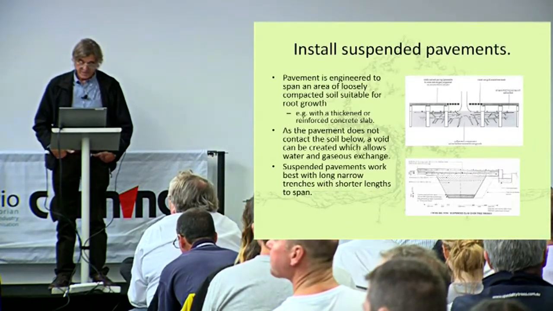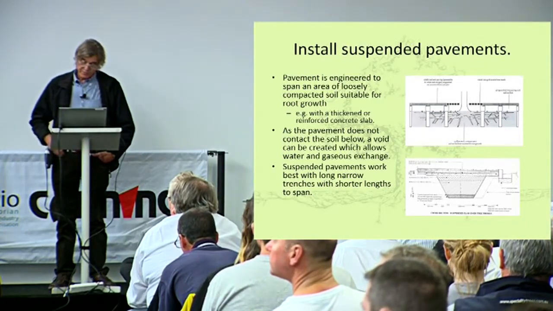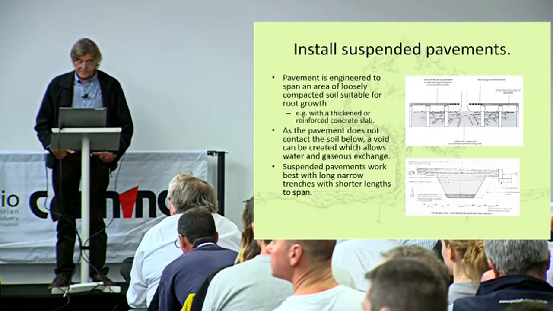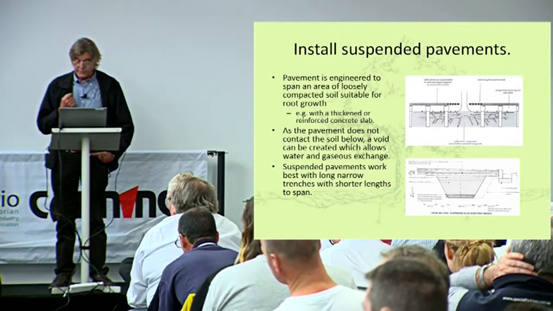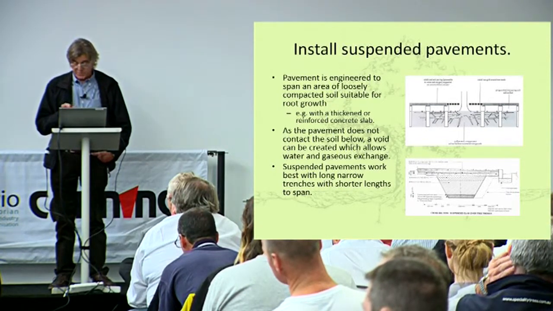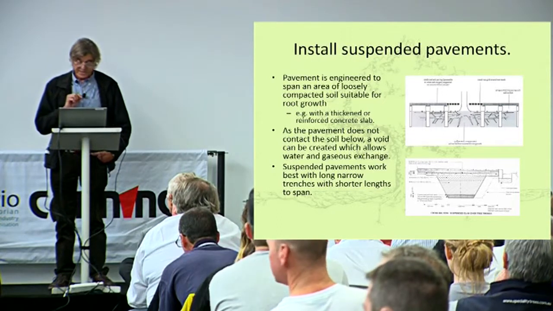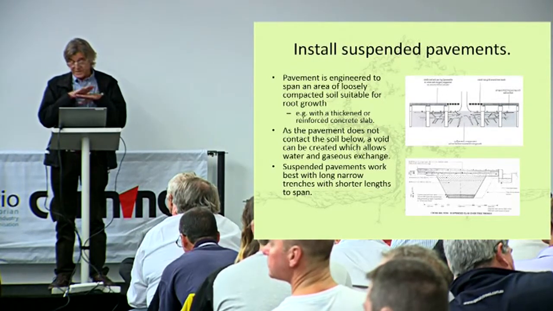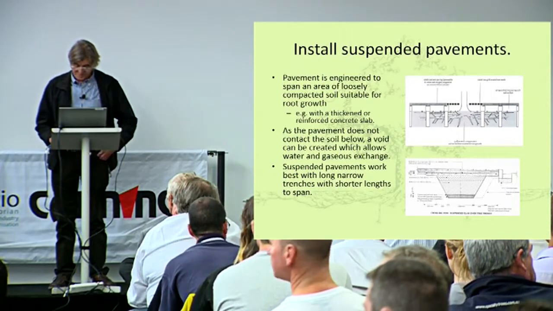Suspended pavements, that's basically a pavement which is designed to span across the tree pit or the root trench. That's usually done with a thickened or a reinforced slab, so it's most appropriate to a narrow root trench where you can quite easily span that space, and you might have a gap between the slab and the soil, which allows a bit of aeration, etc.